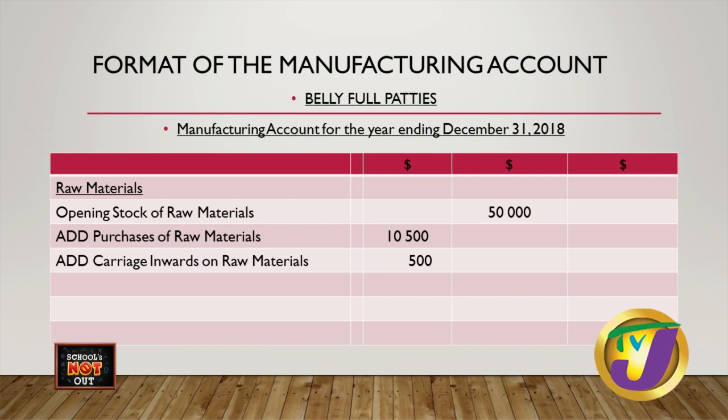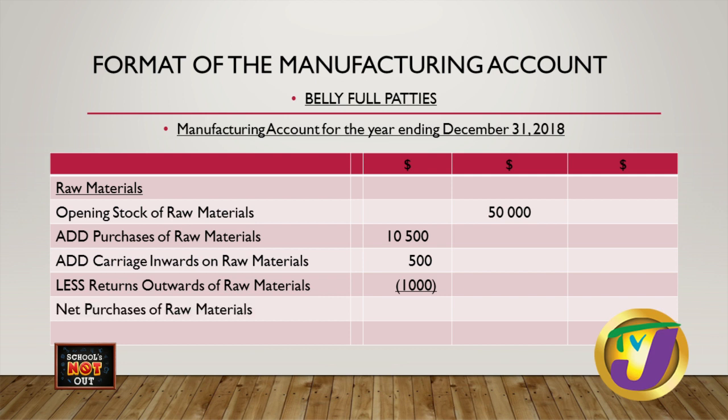Now students, what we might recognize is that the flour may have been the wheat, but we had really wanted the white flour. Or the flour could have been old, so we have to return it to our supplier. Hence, we're going to have to less returns outwards. Remember, anything that we return in terms of stock to the supplier, we call it returns outwards. So we label it returns outwards of raw material. That will give us our net purchases of raw materials.